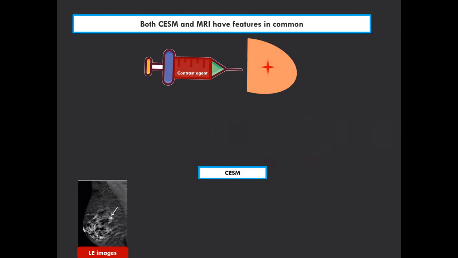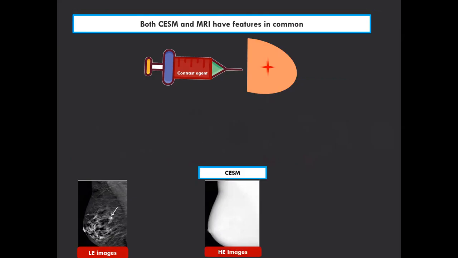And we take another series of images called the high energy images. These are not diagnostic images, but they are very sensitive to the iodine content of the breast. We then subtract both images from each other to get a recombined image. In the recombined image, everything is canceled except for the tumor, which has taken up the contrast medium.